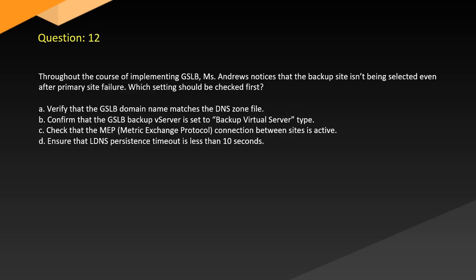Question 12. Throughout the course of implementing GSLB, Andrews notices that the backup site isn't being selected even after primary site failure. Which settings should be checked first? A. Verify that GSLB domain name matches the GNS zone file. B. Confirm that the GSLB backup vserver is set to backup virtual server type. C. Check that the metric exchange protocol connection between sites is active. D. Ensure that LDNS persistence timeout is less than 10 seconds.